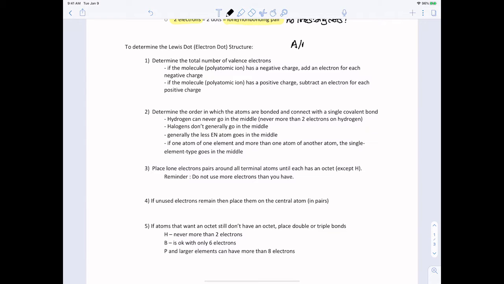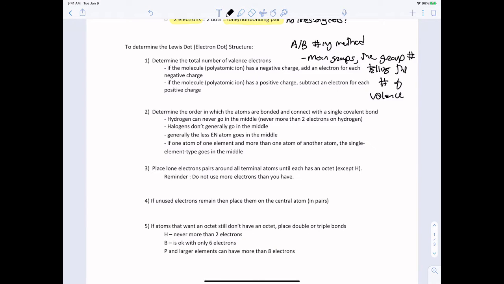If we use that AB numbering method for our main groups, the group number tells us the number of valence electrons. And that's not why. Carbon doesn't have 4 valence electrons because it's in group 4, right? Carbon doesn't consult the periodic table to determine how many electrons it should have in its outermost shell. But we can use a shortcut, right? We can use that as a tool to help us remember.